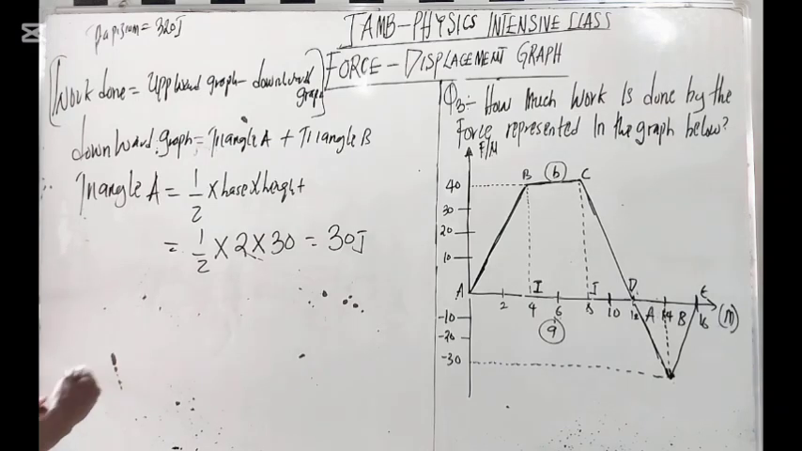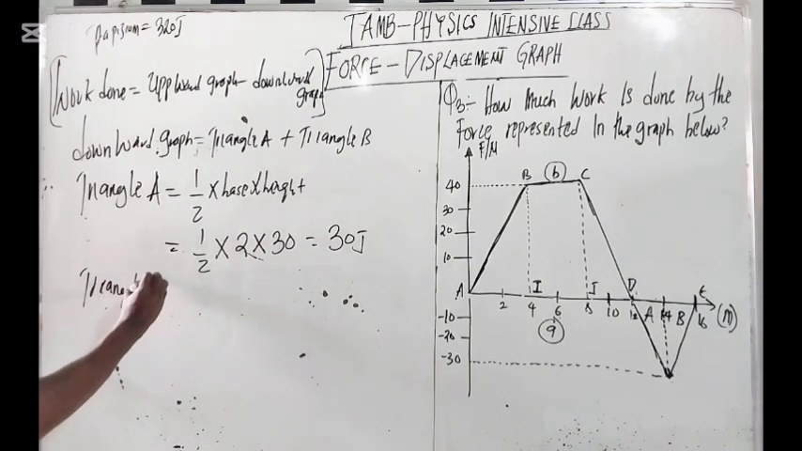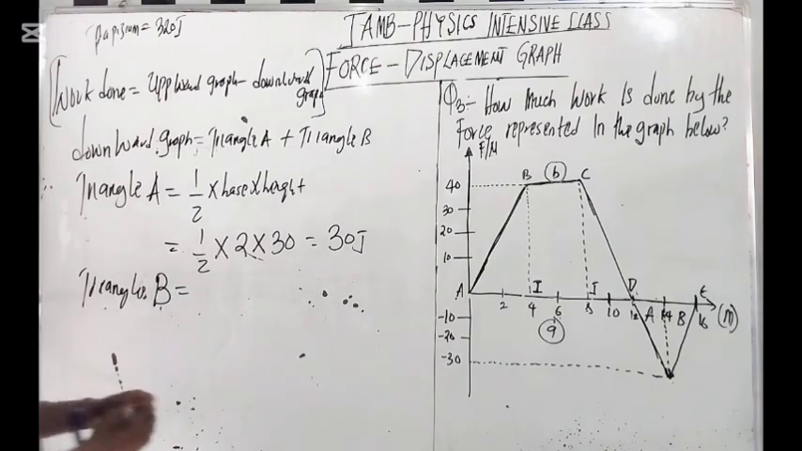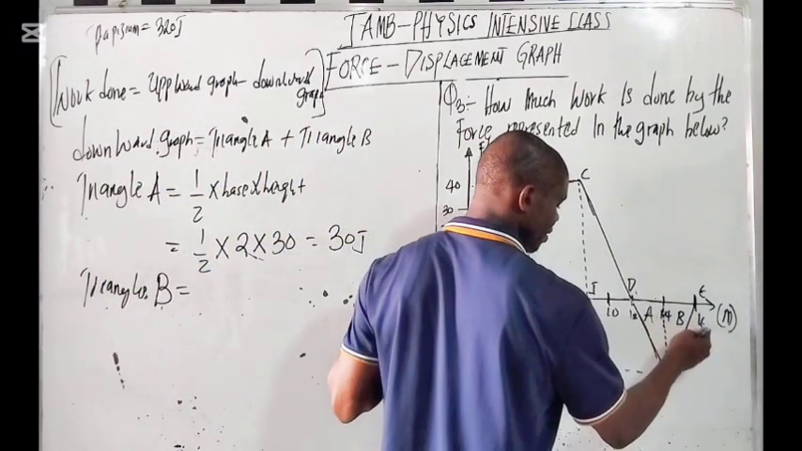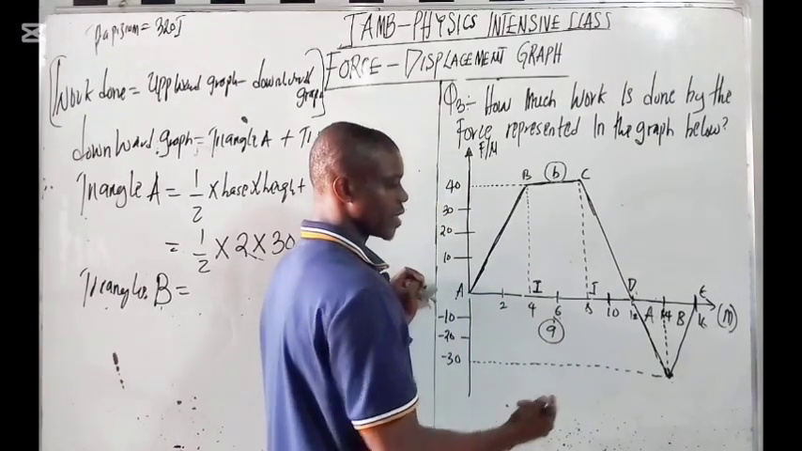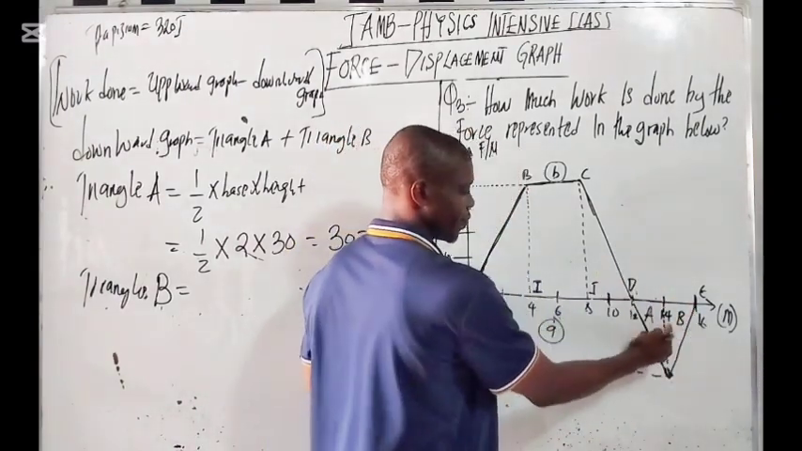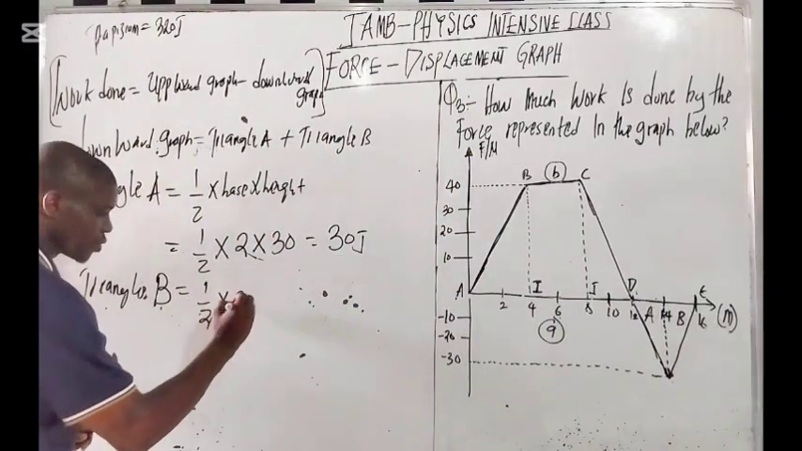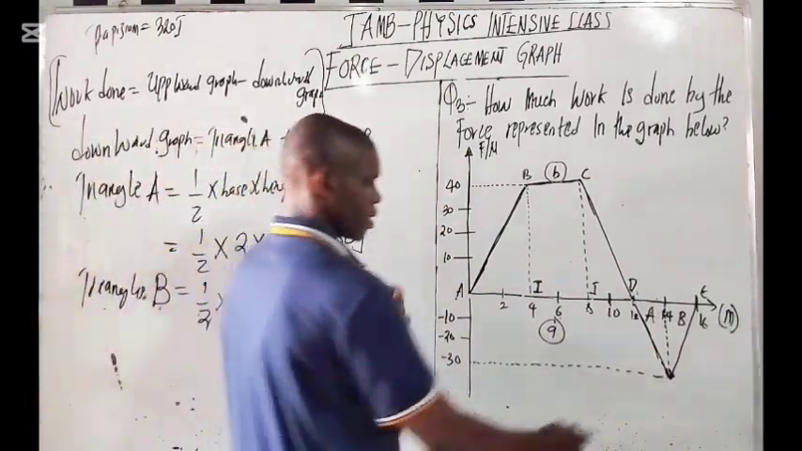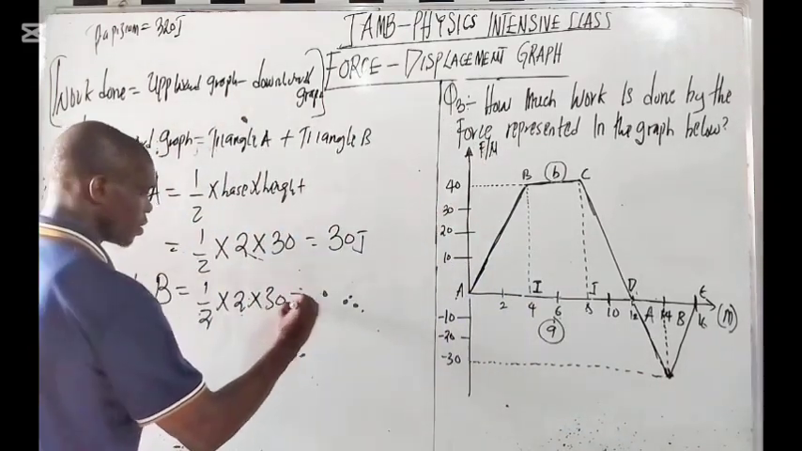Look at our second triangle, triangle B. Triangle B equals, look at my triangle B here, 14 to 16. The base is going to be 2, because 16 minus 14 is 2. So it will be half times 2 times my height, which is also 30 here. So it's going to be 30.